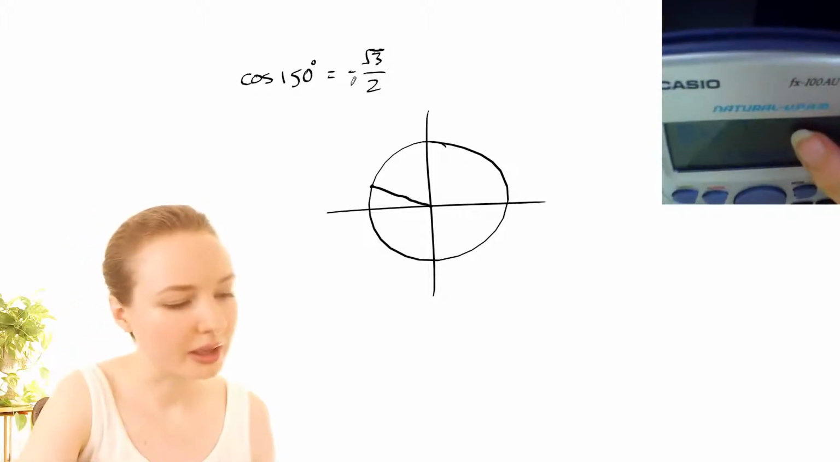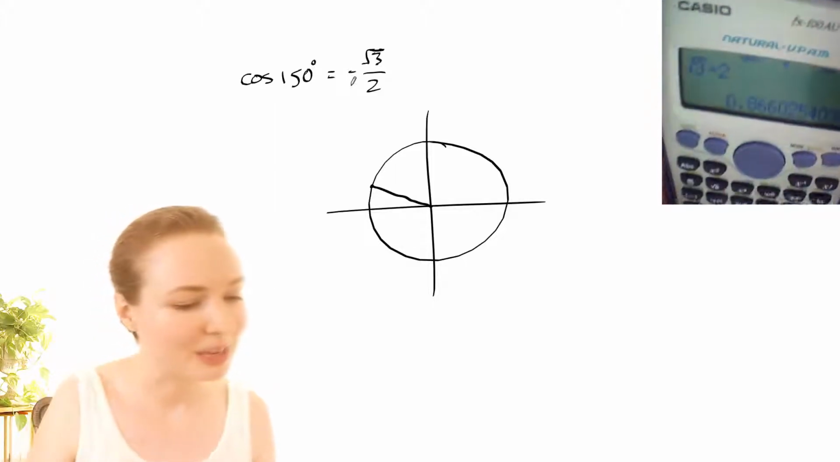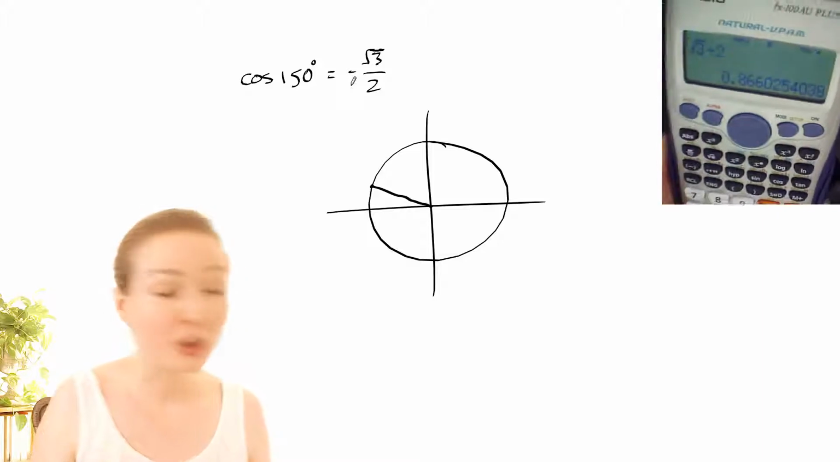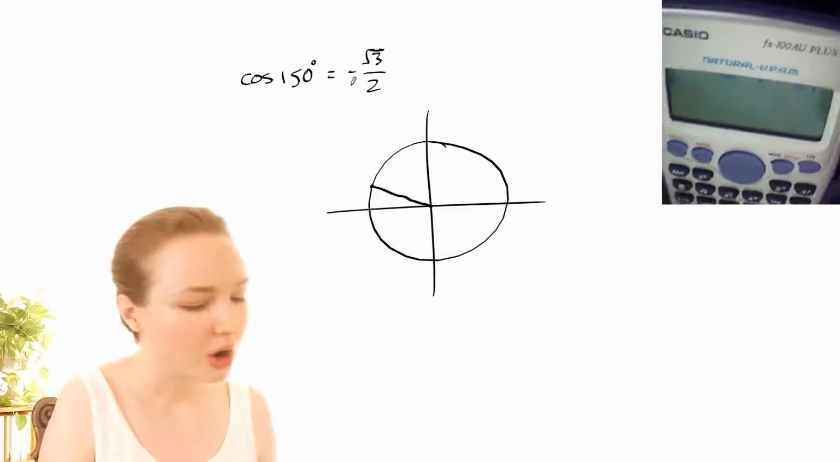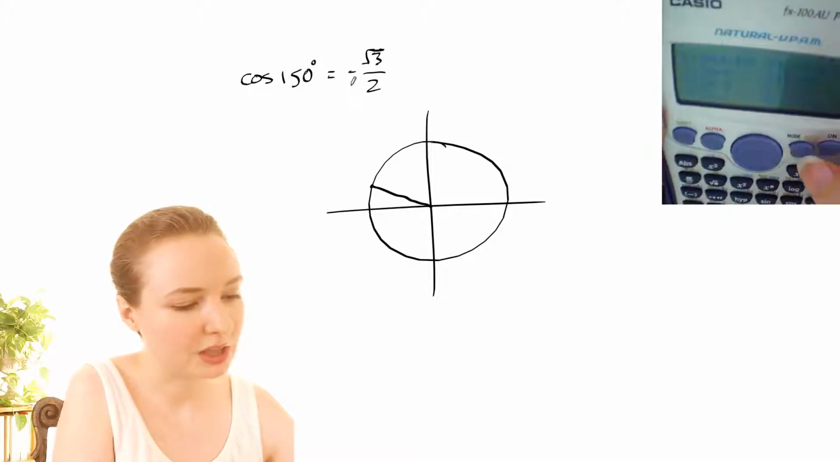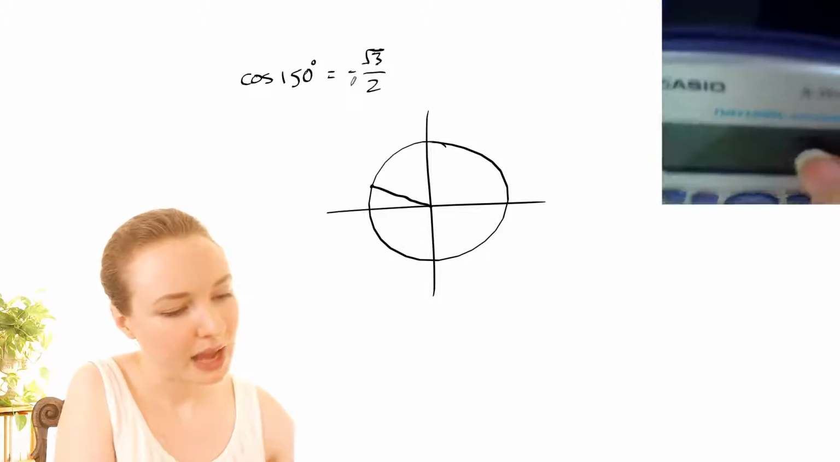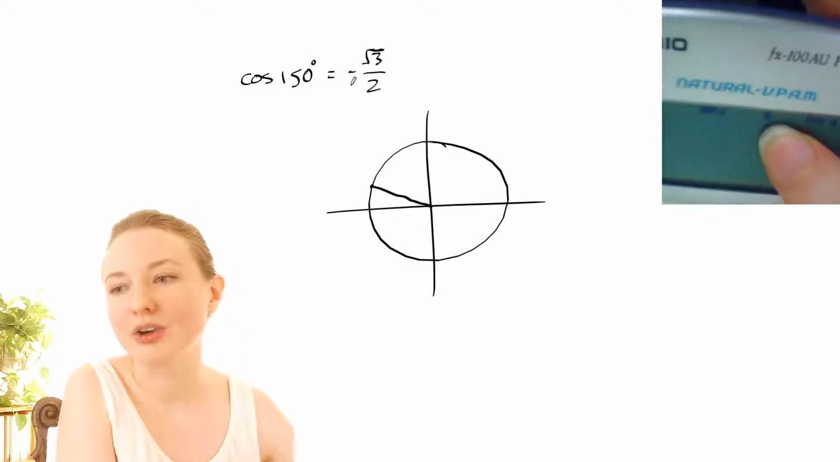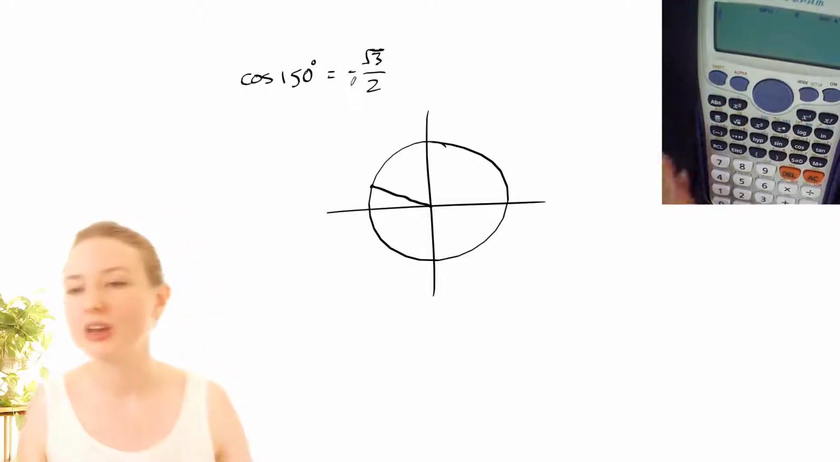Now, that's in degrees. I've currently got my calculator in degrees mode. If you can see that little D there, that means that it's in degrees. If you want to work in radians, you can switch your calculator into radians mode. On this model, I have to hit shift setup, and then 4 is radians, so I hit 4. And now there's a little R there. I don't know how well you can see that, but there you go. So now it's in radians mode.